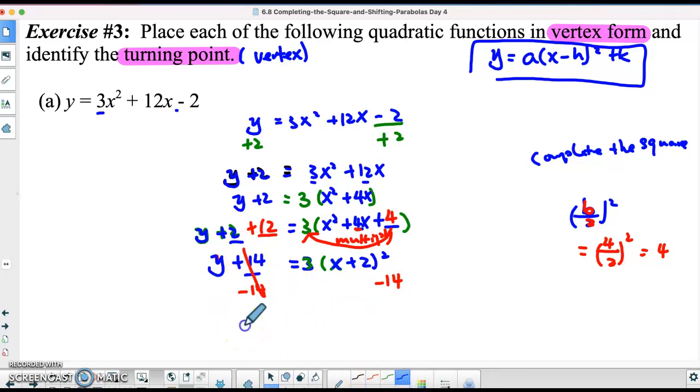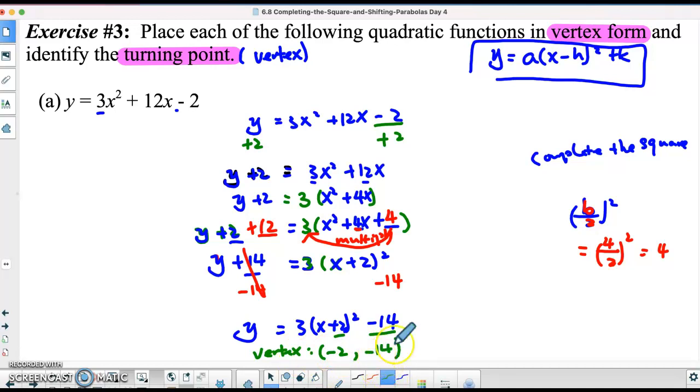So you will have y equal to 3 times (x plus 2) squared minus 14. Up to here, that's it. You finish. Right? That's what you want. This is the vertex form. How can we tell the vertex? Look at this number and this number. 2 will become negative 2. Keep negative 14. Keep k. Right? This is your vertex. It also tells you how your parabola will be shifting. It's 2 to the left and 14 units down. Okay? And that's it. If you have any questions, please reach out to your teacher.